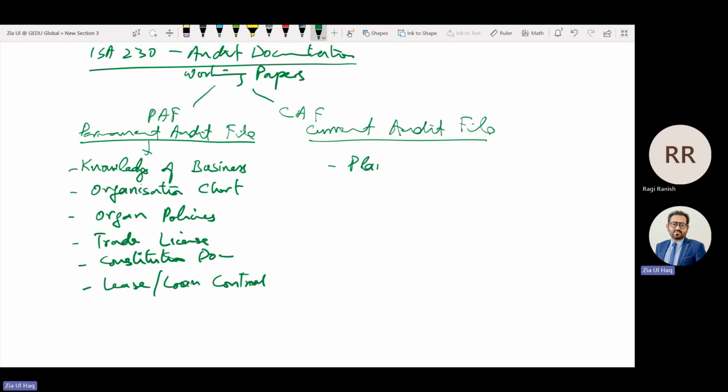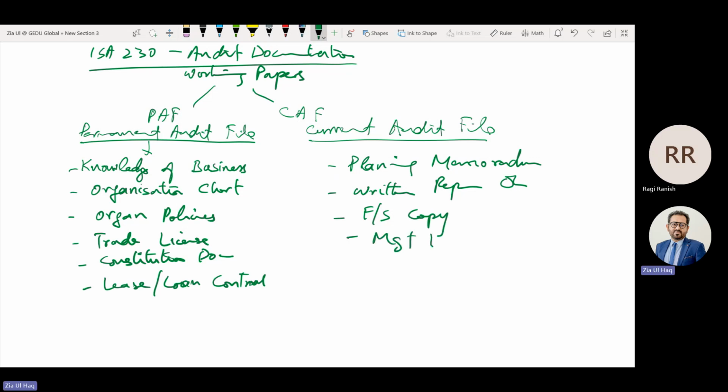Planning memorandum relating to the current year. Planning memorandum means audit plan. What risky areas relating to the current year you have identified, to whom you have assigned what kind of work, meaning the audit approach relating to the current year, that will be changing year to year. So we keep it under the current audit file. What else? Return presentation obtained during the year. Financial statements copy.